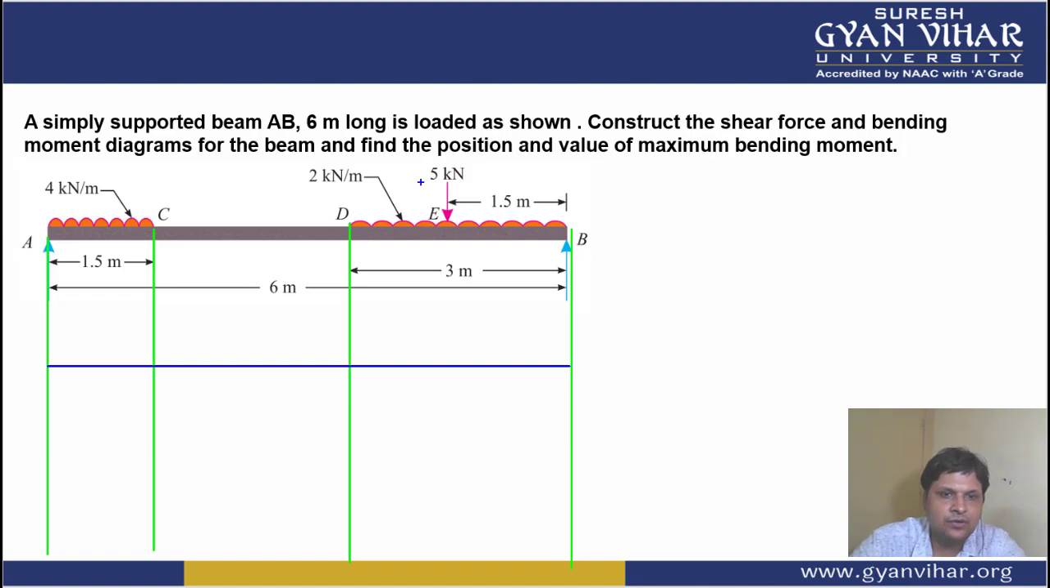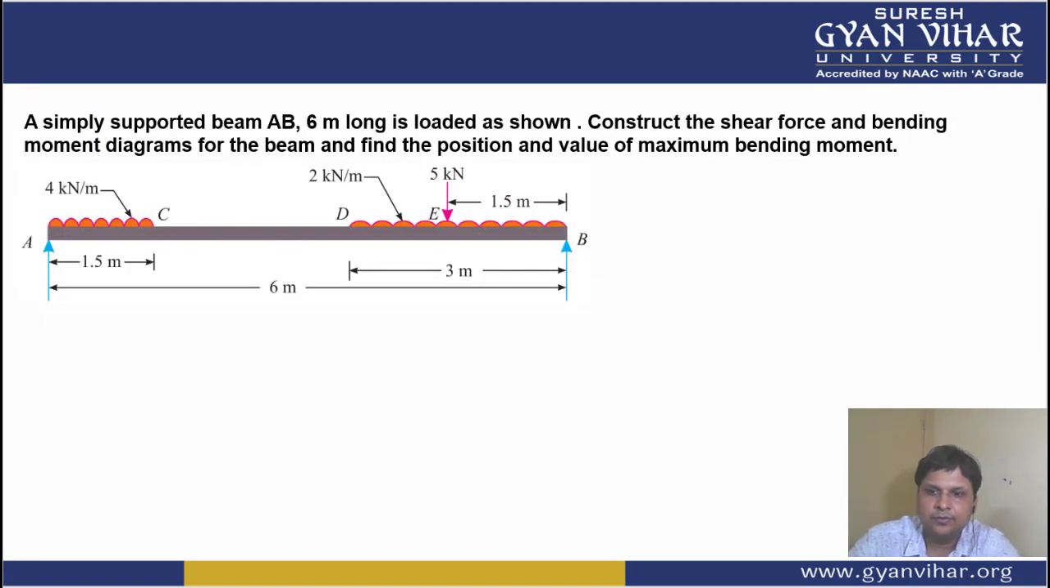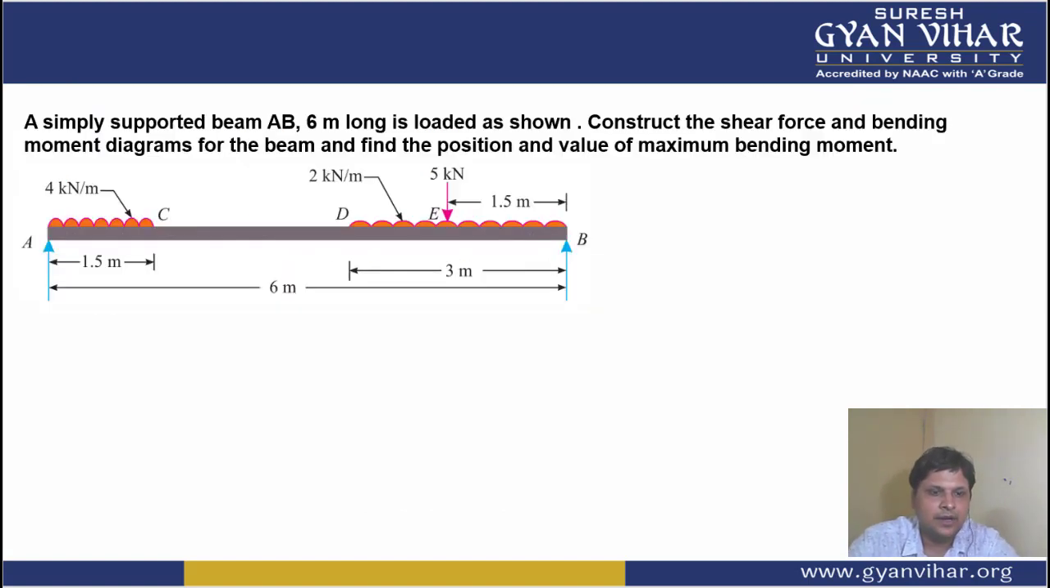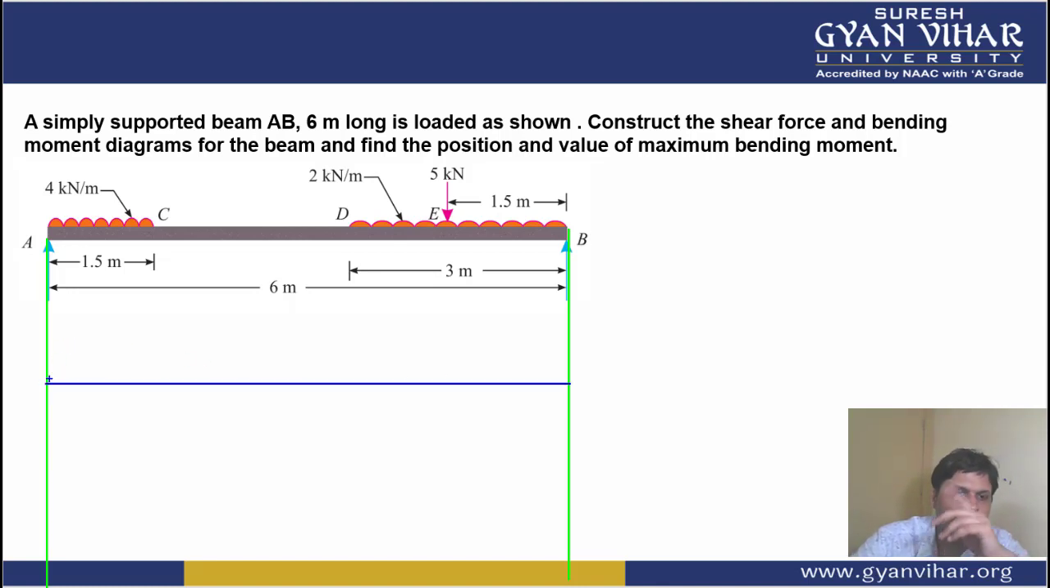And what is the value of the reaction force? The value of the reaction force you have just now calculated. It is 9 kilonewton and 8 kilonewton. So based on it, 9 kilonewton is the Rb and 8 kilonewton is the Ra. So based on it, students, first is the force which is going upwards. Upwards is taken as positive when we start from the left hand side. So here first of all we will draw a vertical line like this.